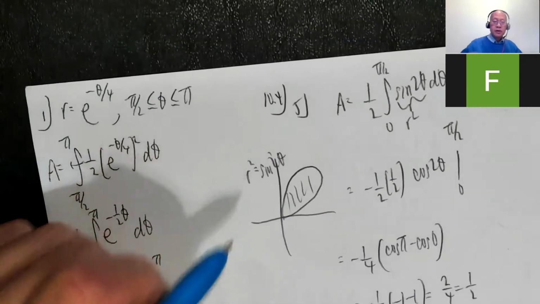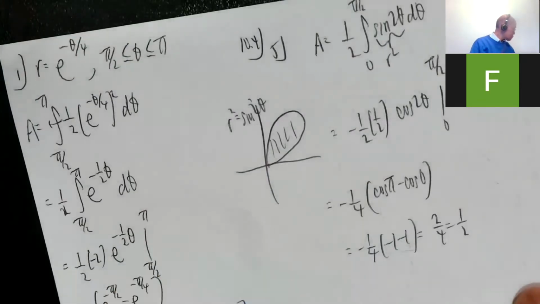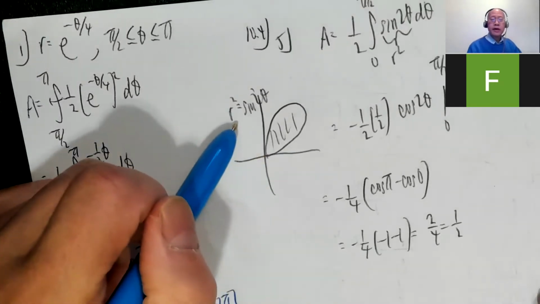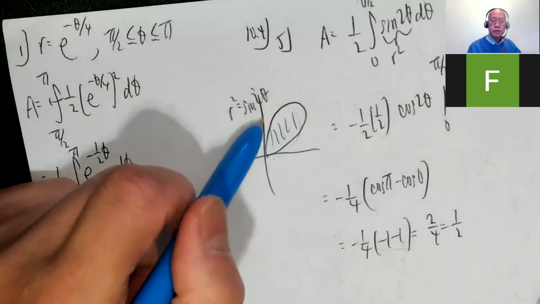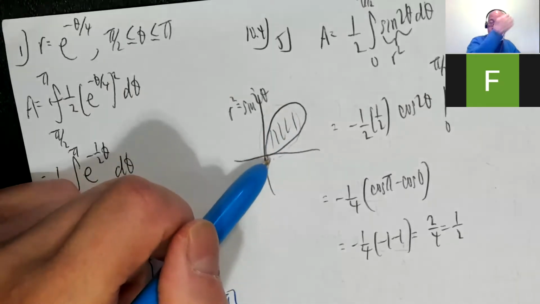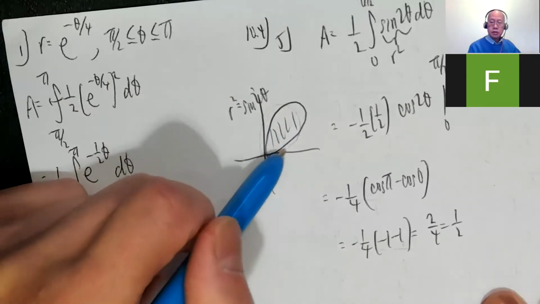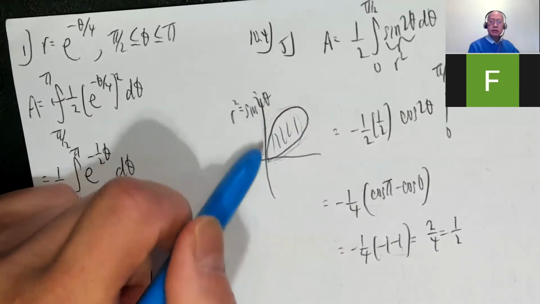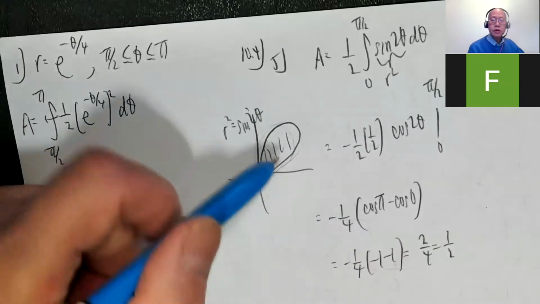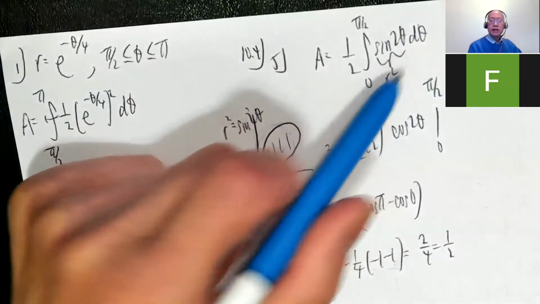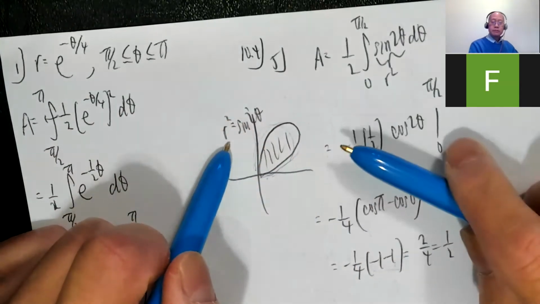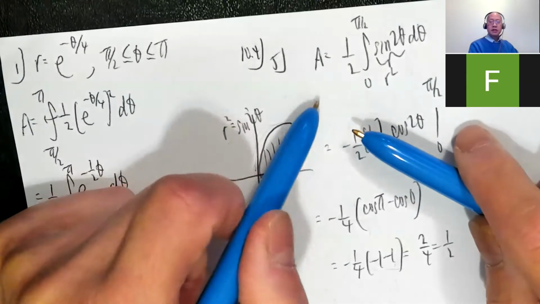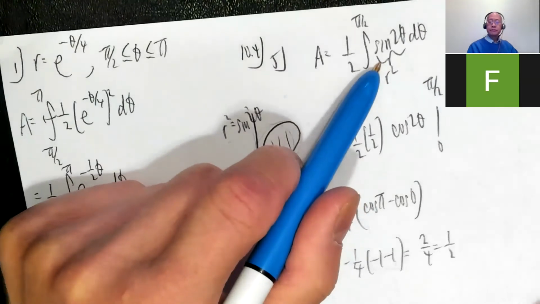Okay, number 5, I'll give you this picture. R squared equals sine of 2 theta. Looks like we're just in the first quadrant. So we start at 0, and we come back to the pole, looks like at pi over 2, this angle here. So I integrate 1/2 r squared d theta. They already gave me r squared. I mean, you can write r as the square root of this, but why bother? The formula says r squared, and here is r squared already.